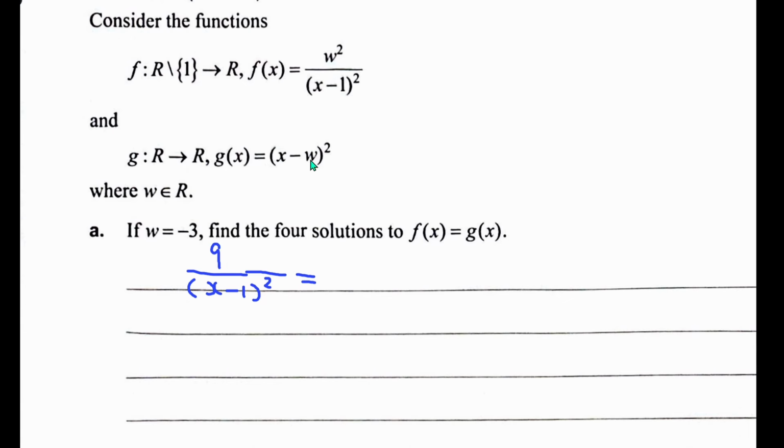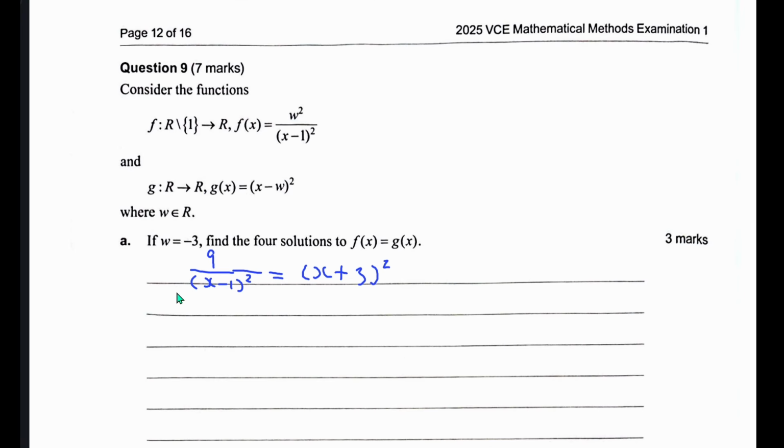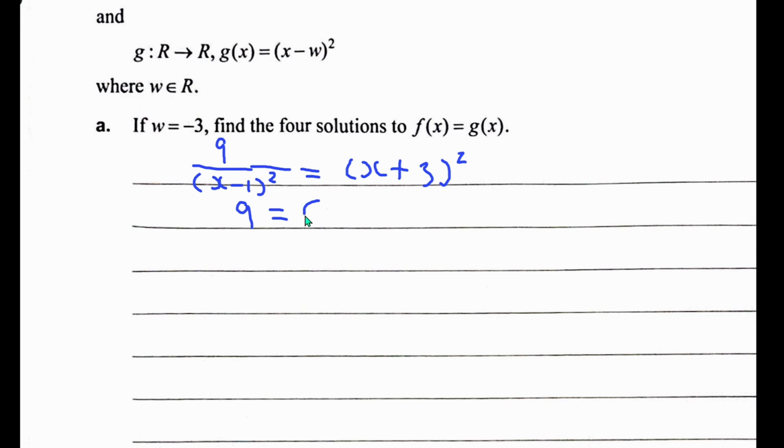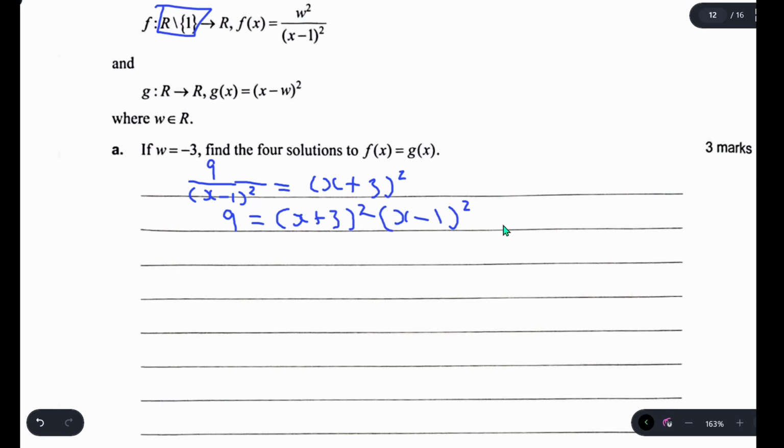And x minus -3 is also known as x plus 3 squared. So let's find the 4 solutions. We have 9 equals (x plus 3) squared times (x minus 1) squared. And we have to find 4 solutions to this.